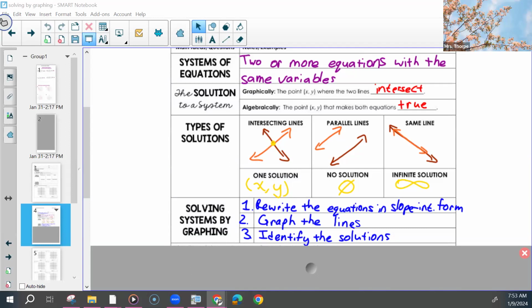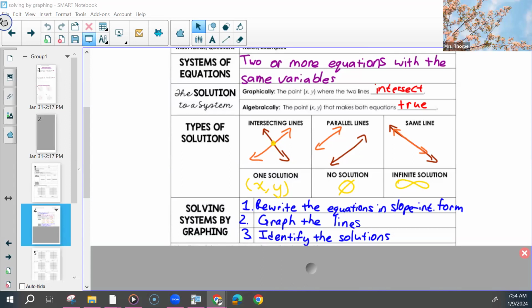Go ahead, Kat. So a system of equations is 2 or more equations with the same variables. So it's basically 2 equations with x and y. And the solution to a system graphically is the point (x, y) where the 2 lines intersect or cross. The solution to a system algebraically is the point (x, y) that makes both equations true. We'll talk about what that means here in a bit.